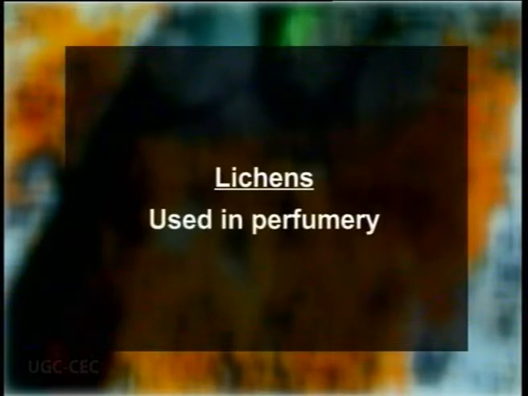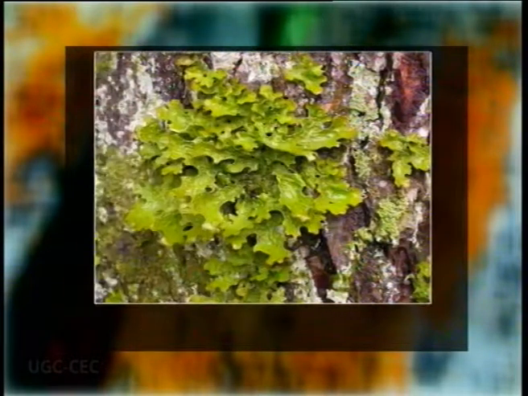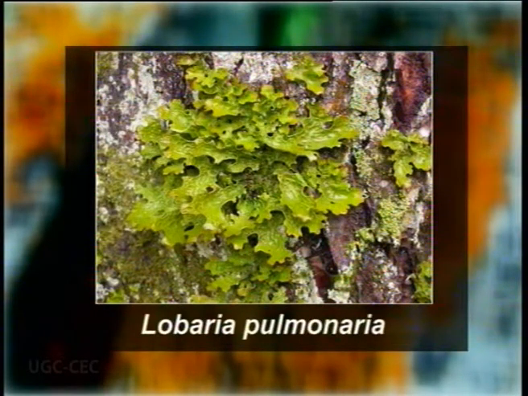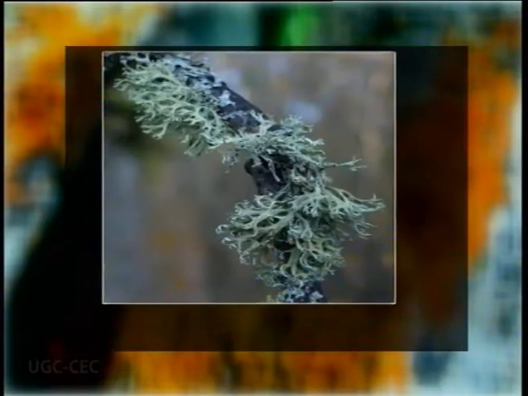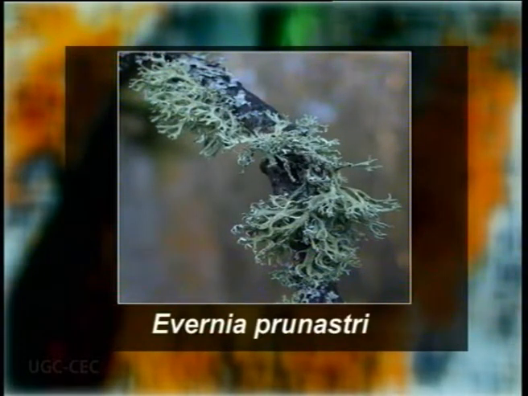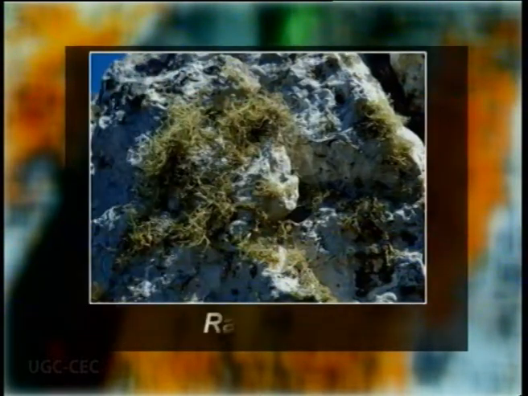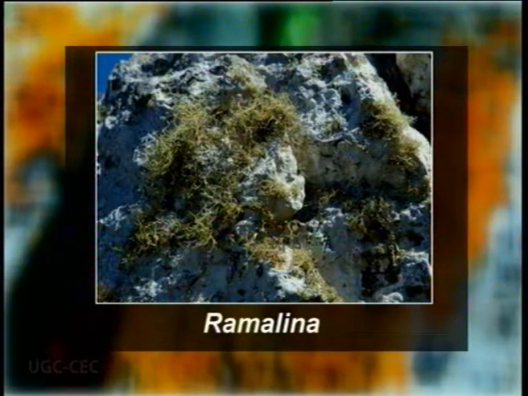Lichens are used in perfumery. For example, Lobaria pulmonaria and Evernia prunastri are widely used in the manufacture of perfumes. The sweet scented thallus of Ramalina and Evernia is used in the preparation of dhup, havan samagri, and soap.